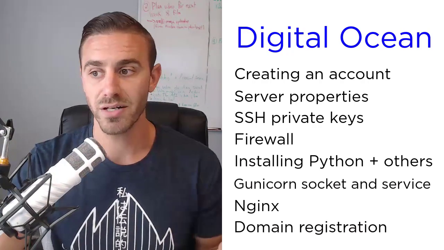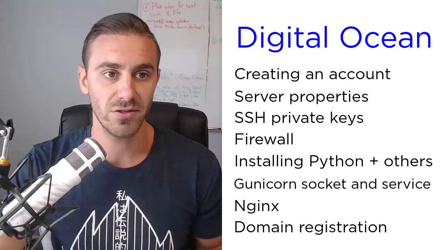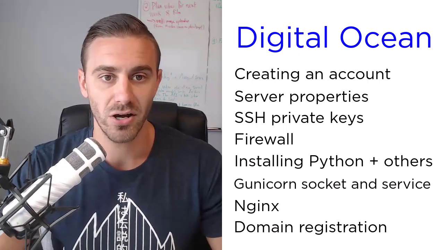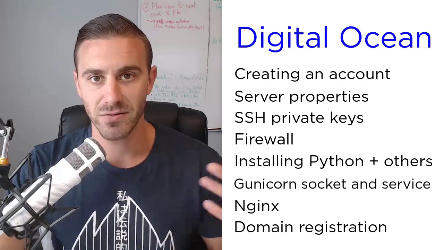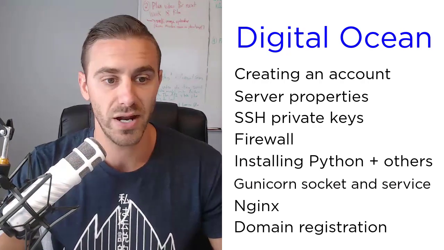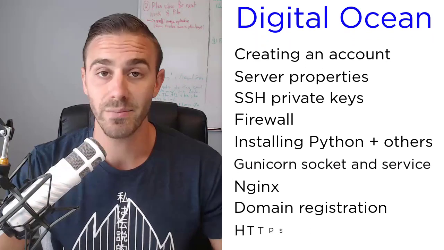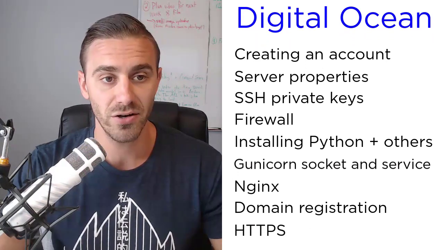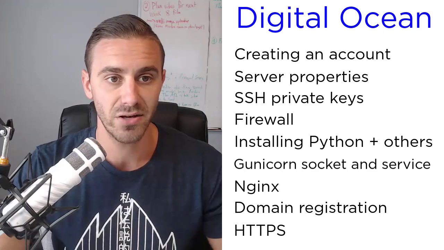That means choosing a domain name that your website is going to have, just like my website, codingwithmitch.com. So you get an IP address from DigitalOcean, then you buy a domain name and you can point your name servers to that IP address. Then setting up HTTPS on your website, so that it uses HTTPS and not HTTP.